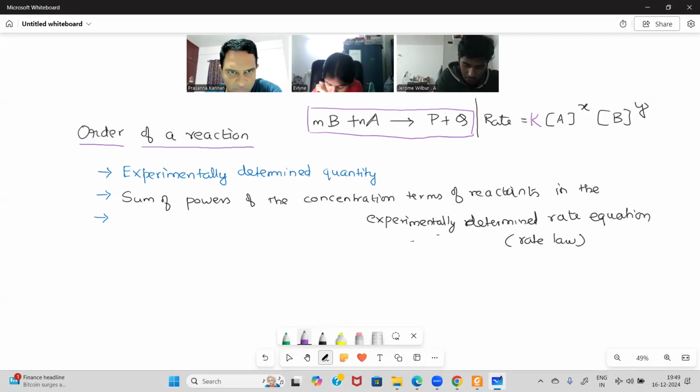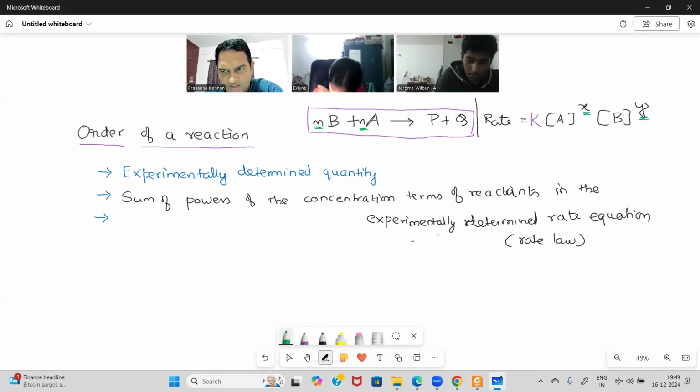What are M and N? Yes, Ranika, what are M and N? They are the number of moles of the reactants. Stoichiometric coefficients. They're called what? Stoichiometric coefficient. Yes. And your X and Y need not be equal to M and N. Is that clear? Yes.